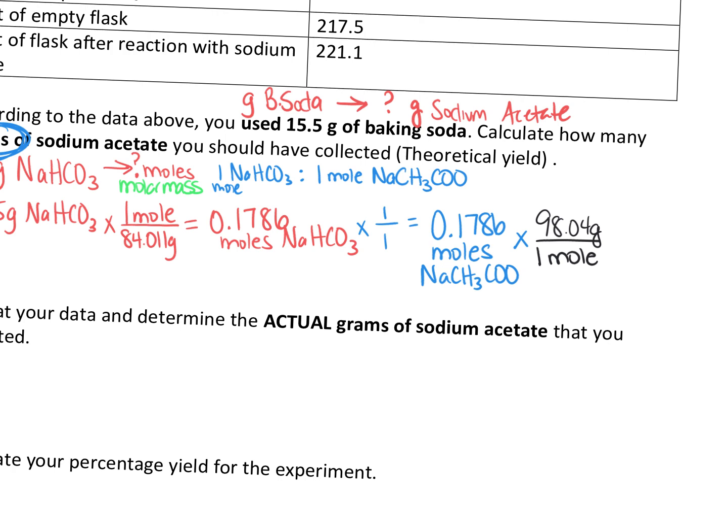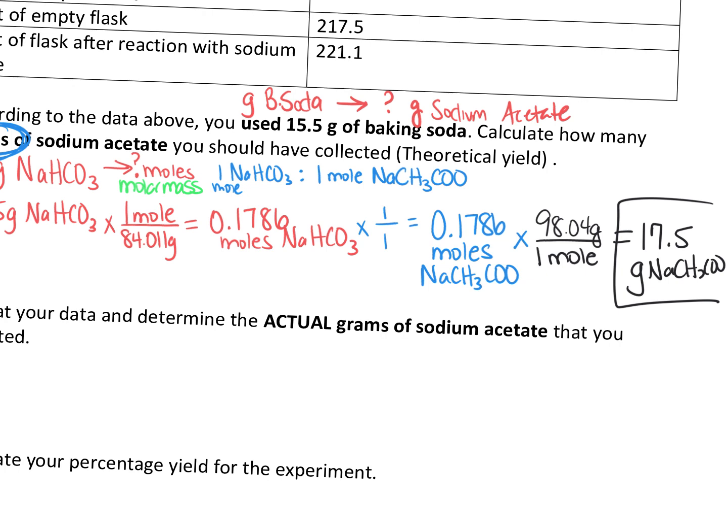So I can go from my grams of baking soda and figure out how many moles of baking soda I used. I used the balanced chemical reaction to figure out how many moles of sodium acetate I should make. And then I used the molar mass to figure out how many grams that would be. So if I start with 15.5 grams of baking soda, my theoretical yield should be 17.5 grams of sodium acetate.